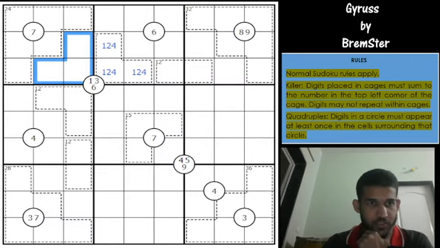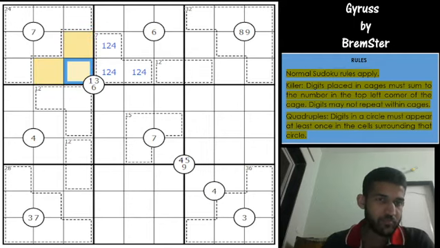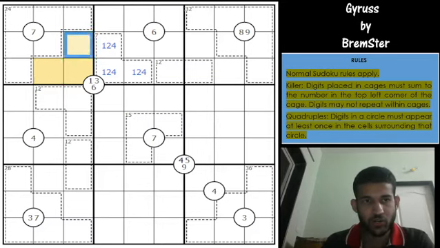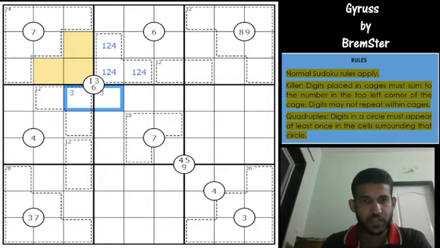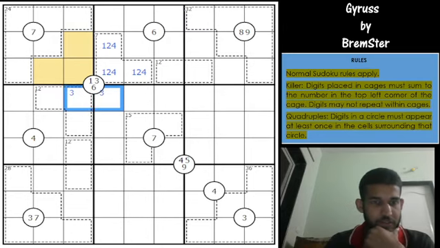I mean this box. Same idea, 45 minus 24 would give me 21. So these three cells must sum to 21. So one thing is certain, 3 can't go here because then you would require 2 9s inside the box, and that is clearly not possible. So 3 has to be here.